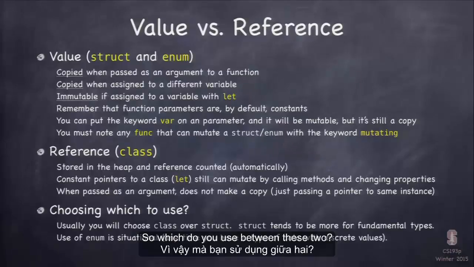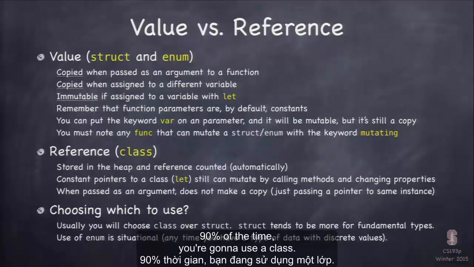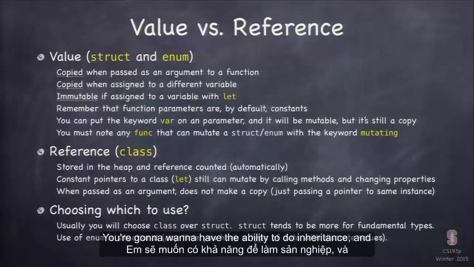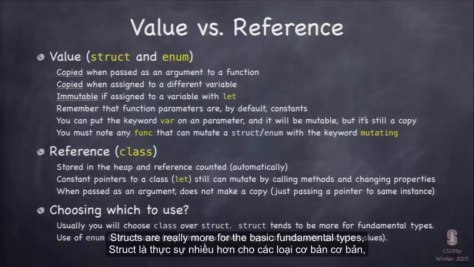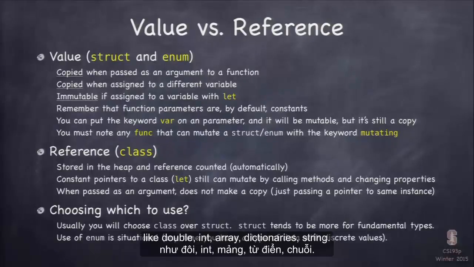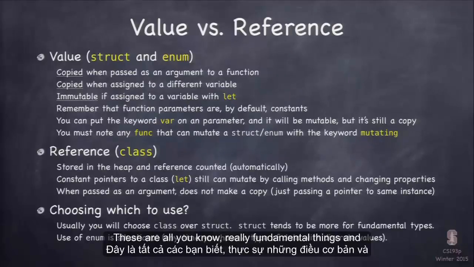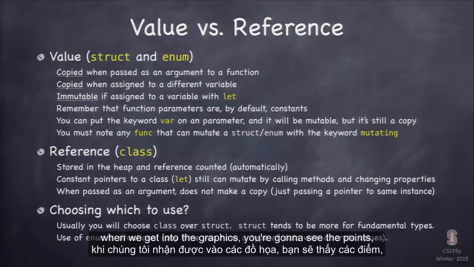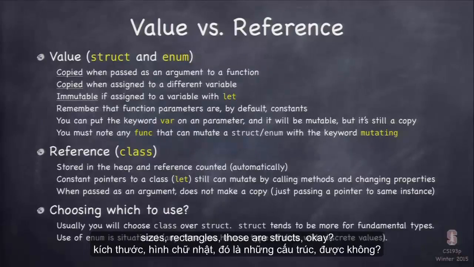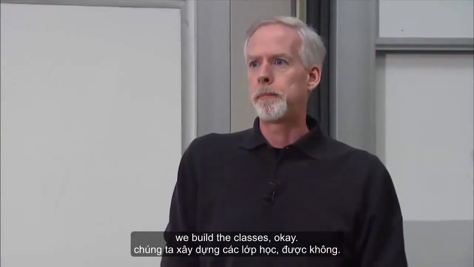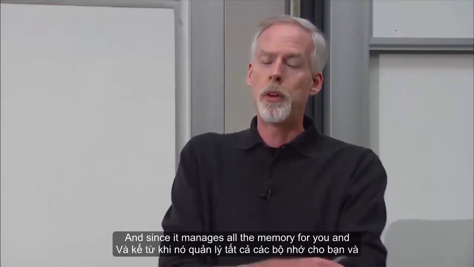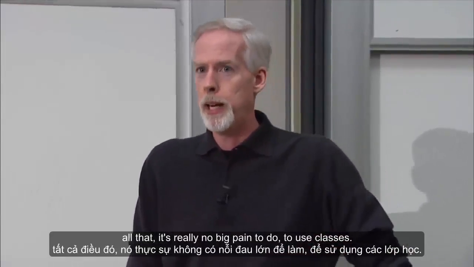which do you use between these two? Well, 90% of the time you're going to use a class. This is an object-oriented programming language. You're going to want to have the ability to do inheritance and overriding and things like that. Structs are really more for the basic fundamental types like double, int, array, dictionary, string. These are all, you know, really fundamental things. And when we get into the graphics, you're going to see that points, sizes, rectangles, those are structs, okay? But most of everything else we build with classes, okay? And since it manages all the memory for you and all that, it's really no big pain to use classes.